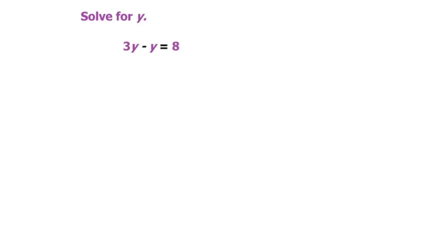In this video, we're going to solve an equation and it involves using like terms. So if we have a problem like this that says solve for y, 3y minus y equals 8. So the first step is to combine like terms. And we know that like terms have the same variable name.